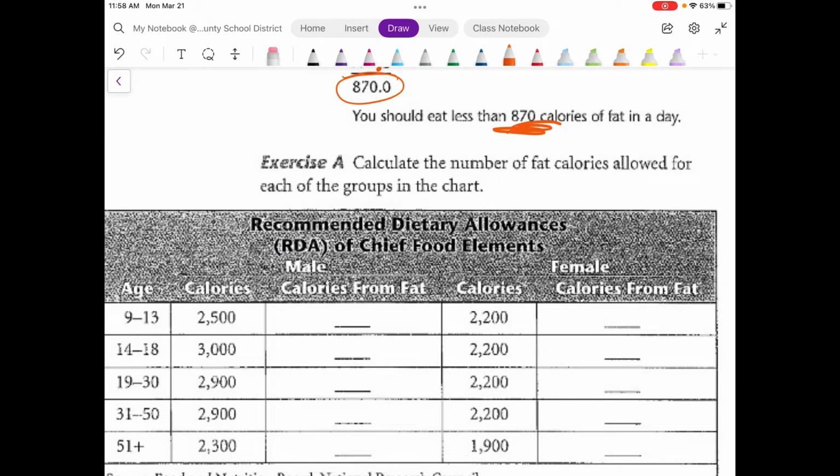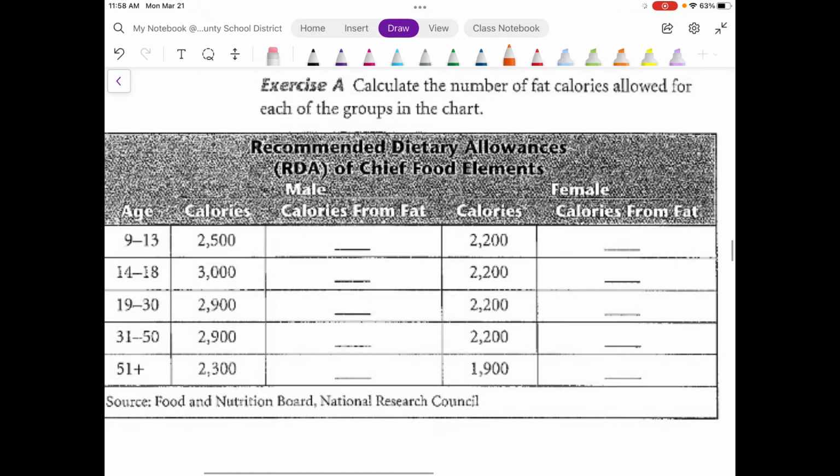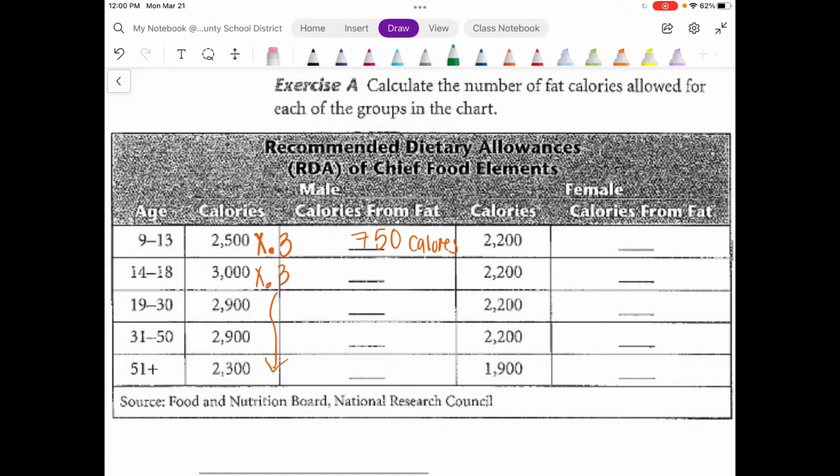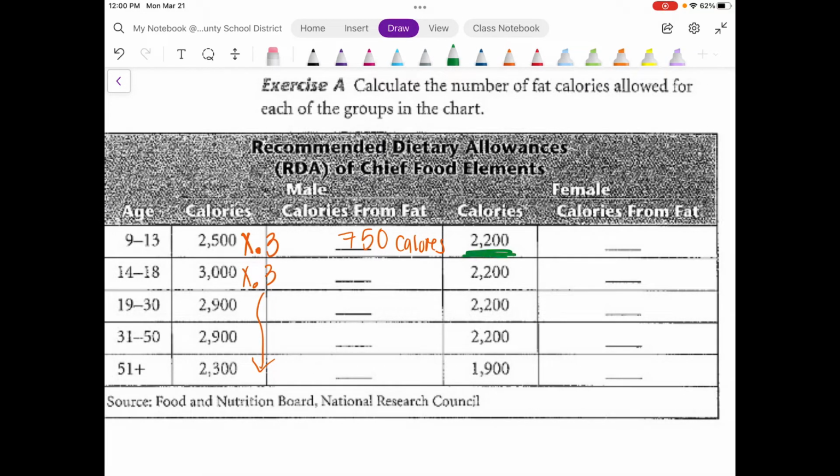For this exercise, you're going to calculate the number of fat calories allowed for each group in the chart. Essentially, for all of these, you're going to multiply by 0.3. For example, the first one should come out to 750 calories from fat. Then assuming that we consume 2,200 calories, we're also going to multiply that one by 0.3 and figure out that for the females, they should consume 660. So multiply that number by 0.3 for males, multiply that number times 0.3 for females, and finish completing the chart.